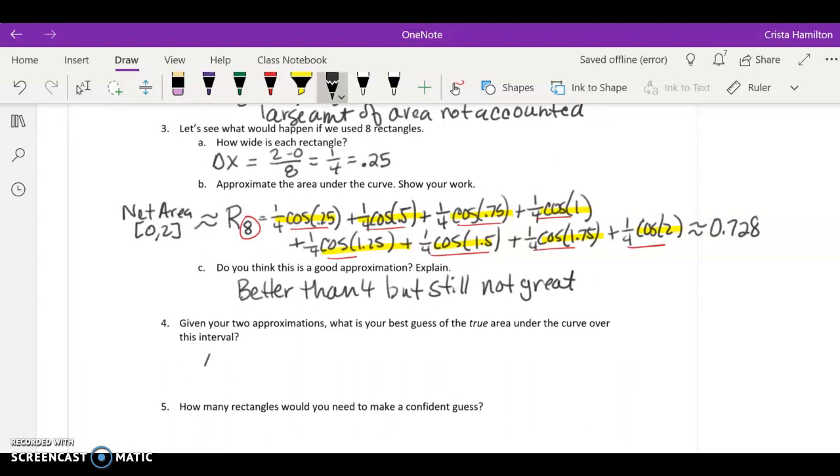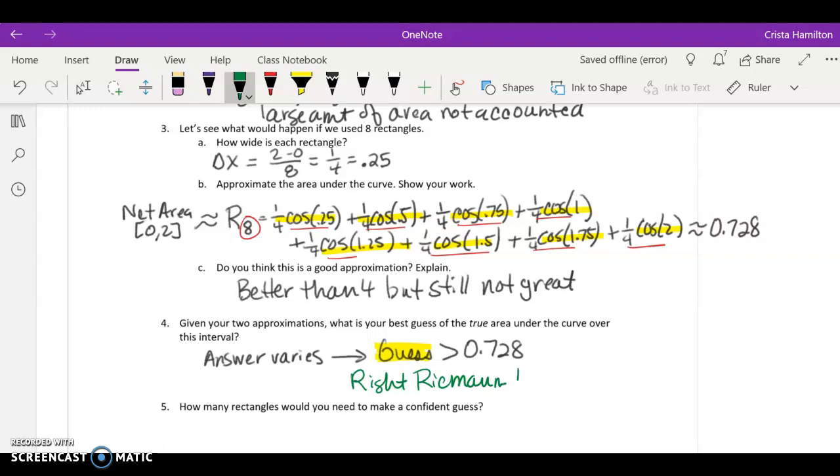Now, everybody's answer is going to vary, but I hope that your guess was greater than 0.728. The reason your guess needs to be greater than 0.728 is to remind yourself that the right Riemann sum underestimates when your function decreases, when f of x decreases. So hopefully everybody's guess was a little bit more than that.